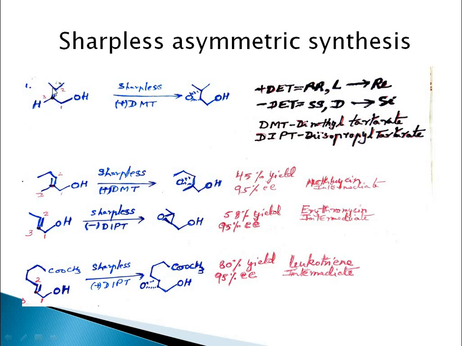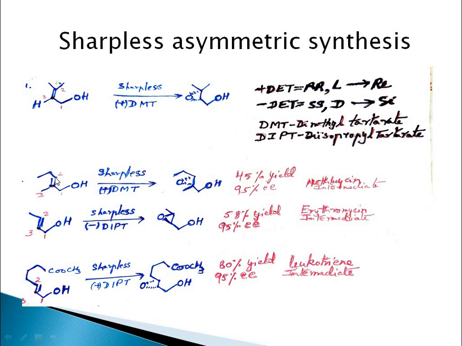So along the plane of the paper, this is the Si phase. In other words, oxygen will be delivered below the plane of the paper. So this will be the product, the epoxide that is formed. Now let us see Sharpless in this case.